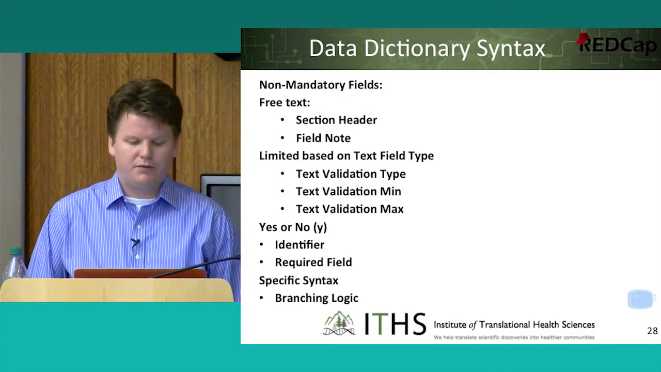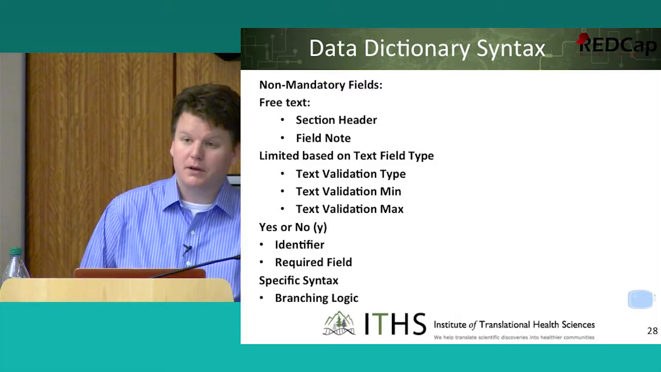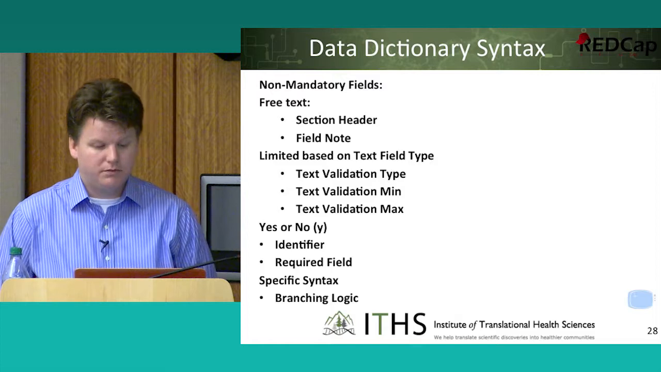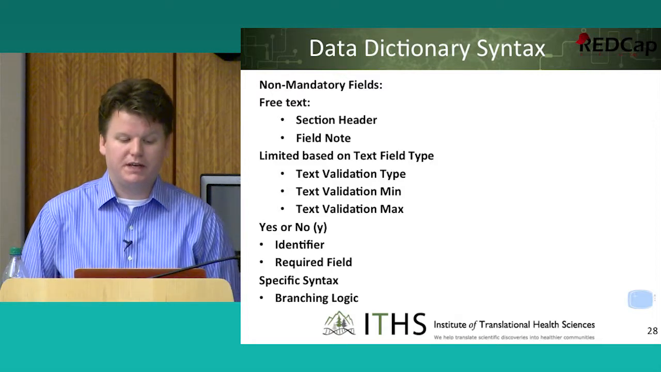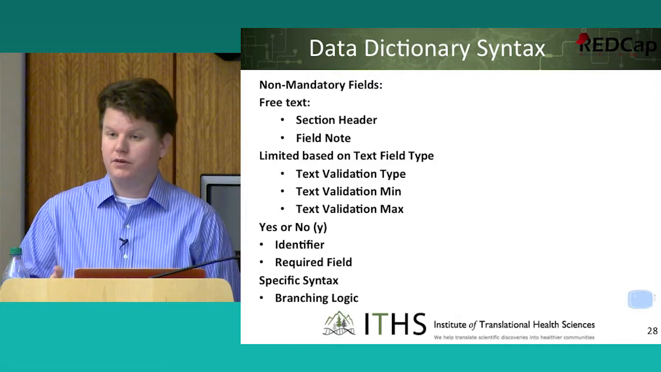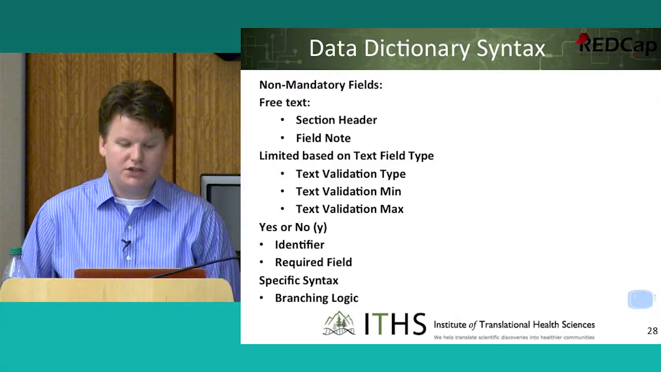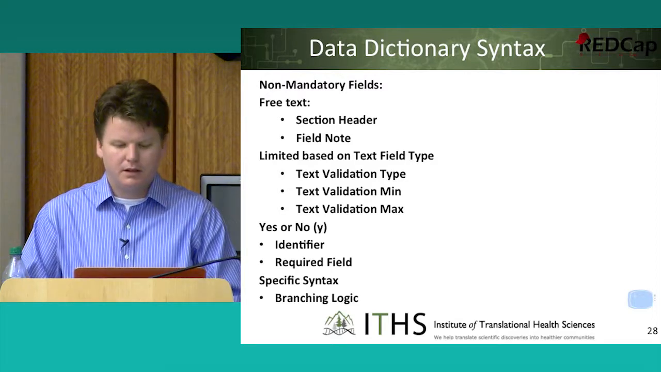The identifiers and the required fields have a yes-no type syntax. Basically, if you want to make something an identifier or required, you put a little y in there. If not, you leave it blank. That easy. And branching logic has specific syntax.